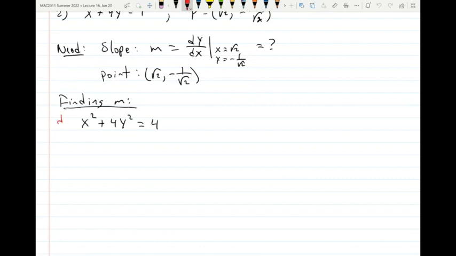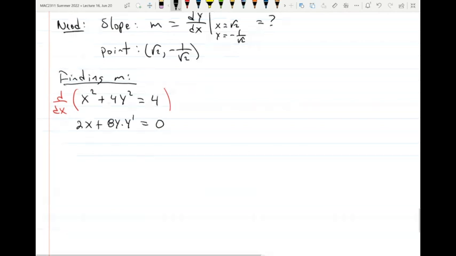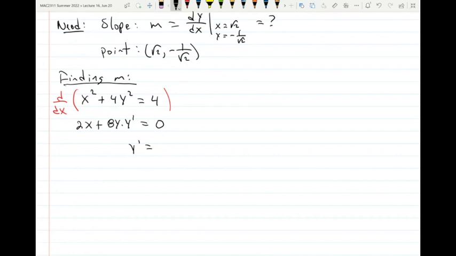Okay, so let's do it. We're applying the derivative on both sides. I'm going to apply the derivative with respect to x to the entire equation. What do we get on the left? 2x plus 8y times y prime equals 0. Everybody agree? So what's y prime? Let's just solve here. It's negative 2x over 8y. Everybody okay so far? Which we can simplify as negative x over 4y. Everybody following this?